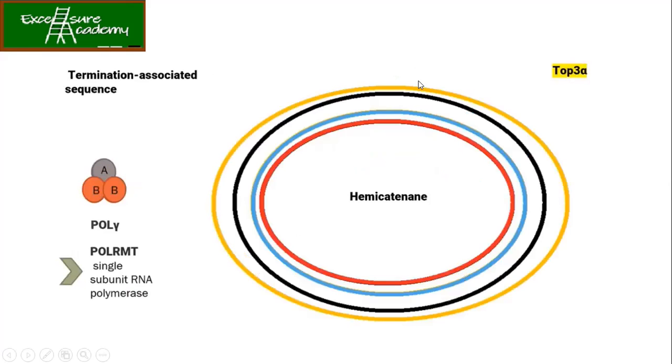Now at the end, this is how your mitochondrial DNA will look. This is also known as hemicatenane. One is inside another, inside another. Now what will happen? The topoisomerase 3 alpha, which is functioning on this, will remove this hemicatenane, and finally you are going to have the two DNAs of mitochondria. Okay, is this much clear? This is how your D loop replication is happening.